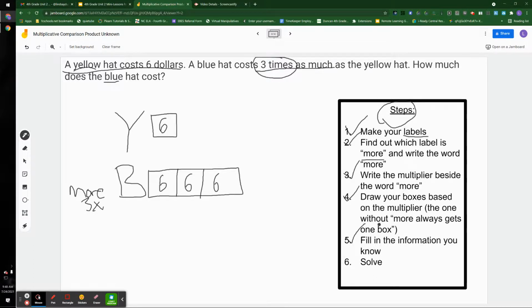Now I have everything I need to solve the problem. The problem asks, how much does the blue hat cost? Well, the blue hat is 3 groups of 6, and 3 times 6 will equal $18. The blue hat costs $18. In this problem, we have solved a multiplicative comparison problem where we do not know the product.